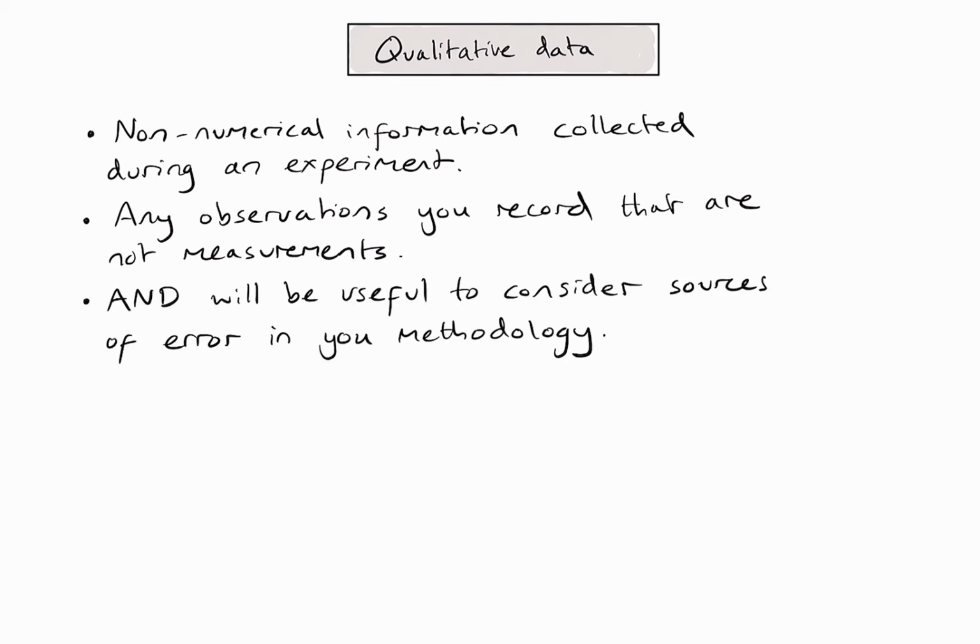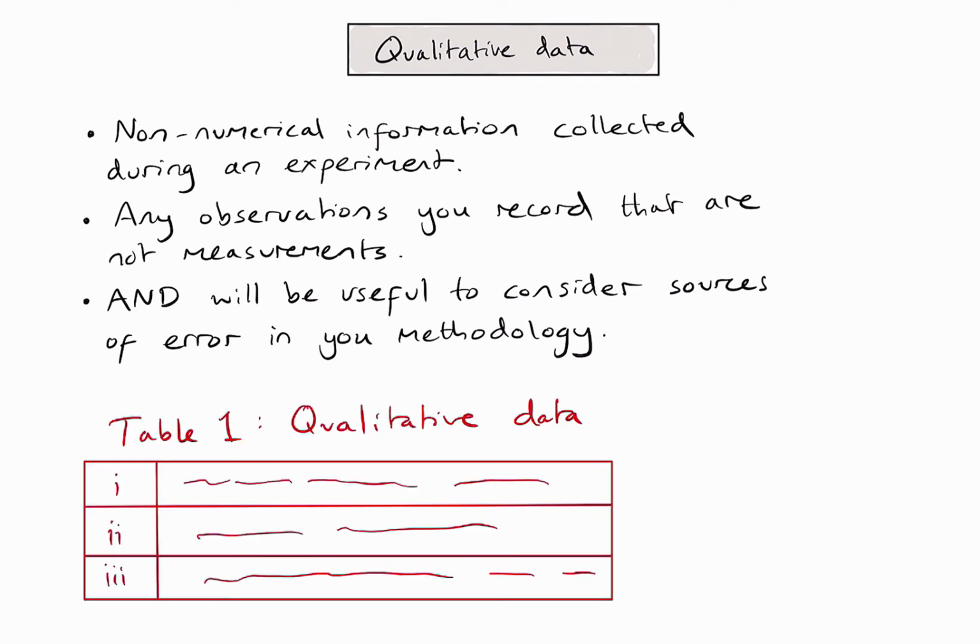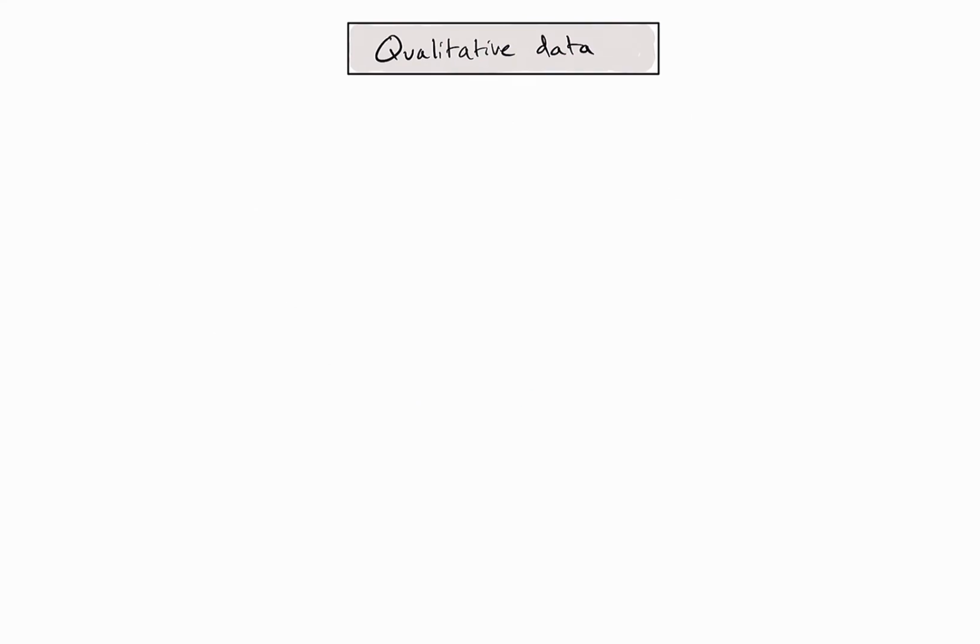And if you're writing a lab report for a specific investigation, it might be useful to present these observations in a table with a label and perhaps even number the observations so that you can refer back to them, something like this. Let's have a look at a couple of common investigations in IB chemistry and consider which qualitative data might be useful. The first example we'll look at is calculating the empirical formula of magnesium oxide.